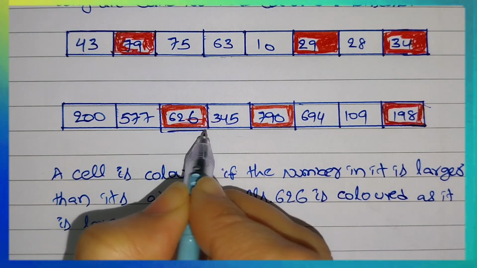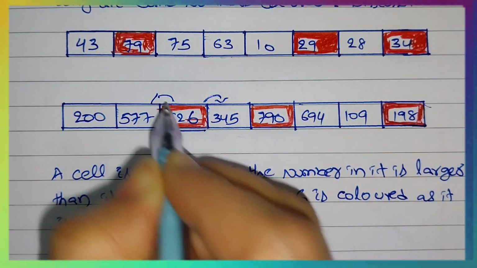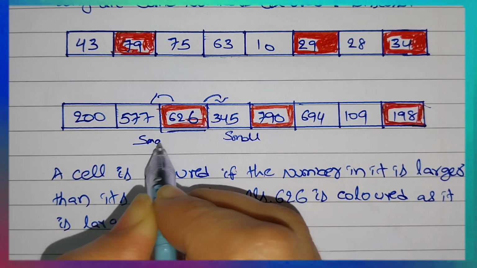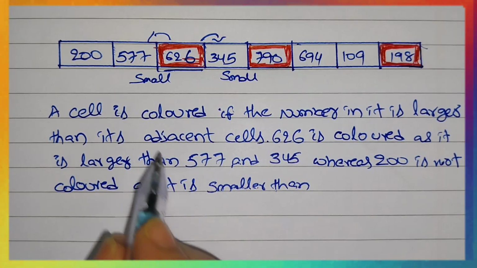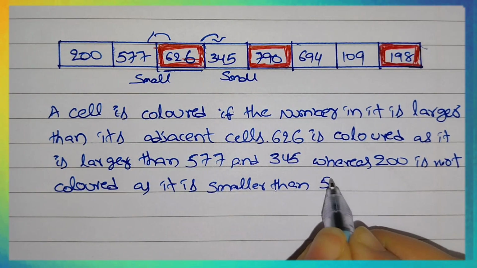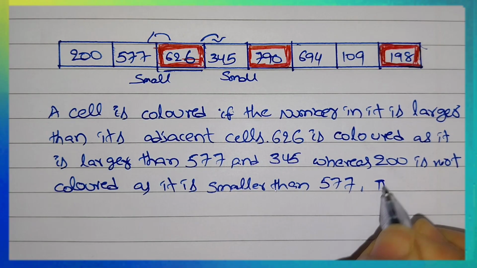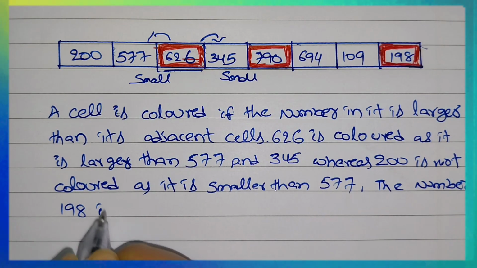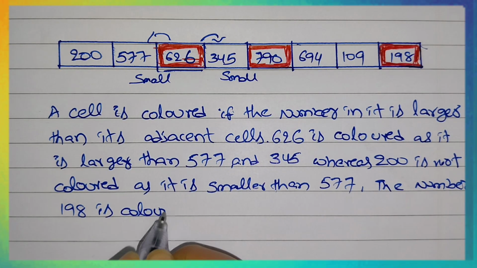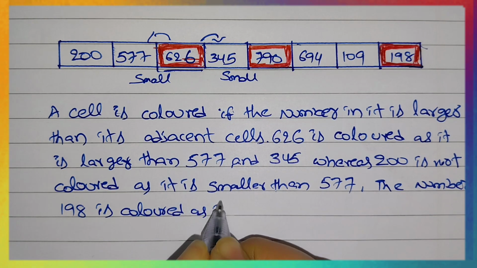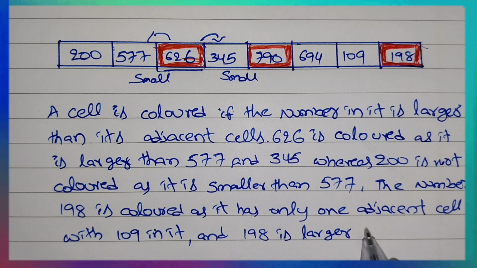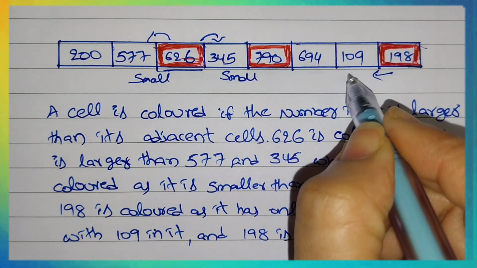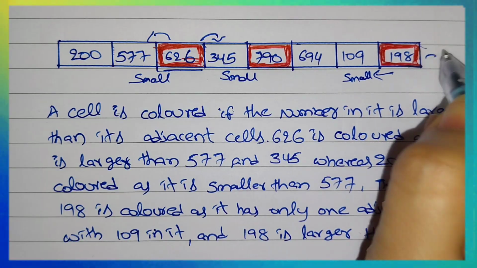So, we are saying that we color a cell when the number in it is larger than the numbers in the adjacent cells. Meaning both the numbers on either side should be smaller. If you observe here, 626 is larger than 577 and 345. Both numbers are smaller. That middle number is the bigger number. Next number 790. This is also larger than 345 and 694. Now let's look at 198. It's colored because it has only one adjacent cell with 109 in it, and 198 is larger than 109.